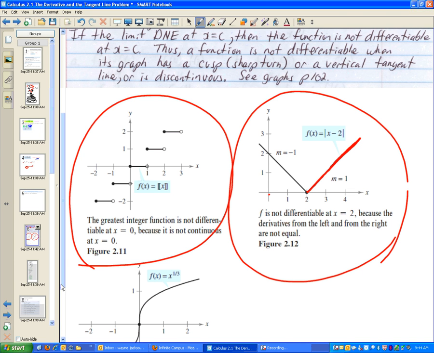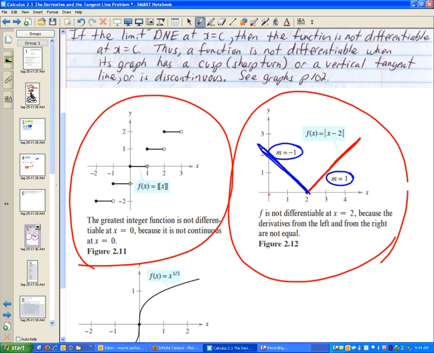Okay? But look, what's the slope of this part of the graph? -1. So the right-hand derivative would equal +1. The left-hand derivative would equal -1. Since the left-hand and the right-hand derivative don't equal each other, guess what that means? The derivative does not exist.